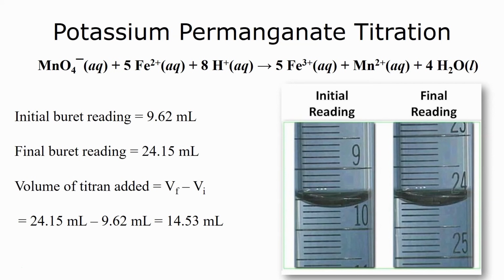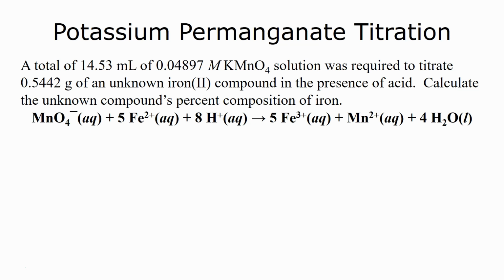The initial burette reading here is, well, it's about 9.5. It's a little beyond 9.6. So if we want to estimate out one more decimal place beyond the last graduation, the initial burette reading is 9.62. If we look at the final burette reading, now this final burette reading is after we have performed the titration and we have reached our endpoint. The final burette reading is a little beyond 24.1, it's about 24.15. So if we subtract the initial from the final, we have a total volume added of 14.53 milliliters.